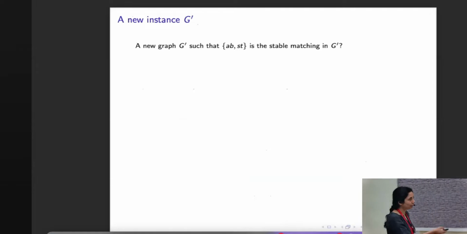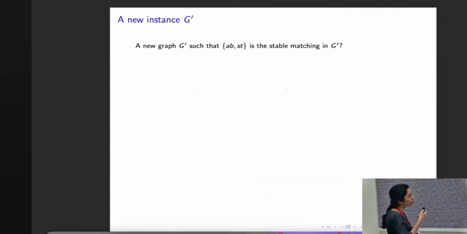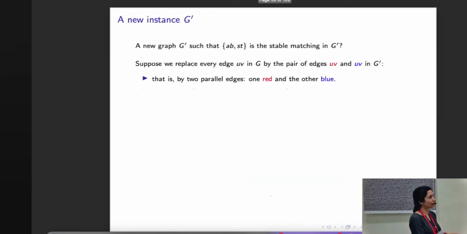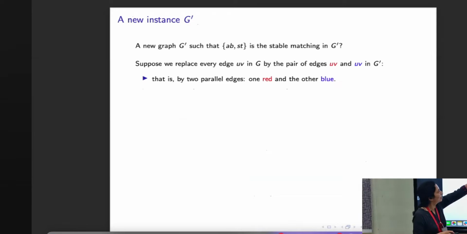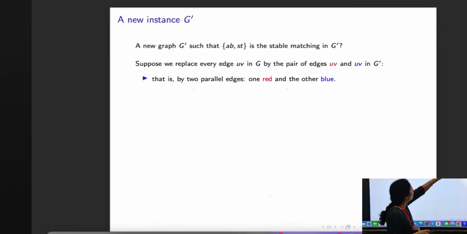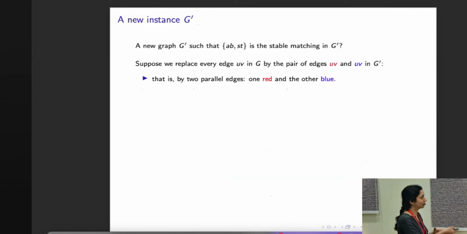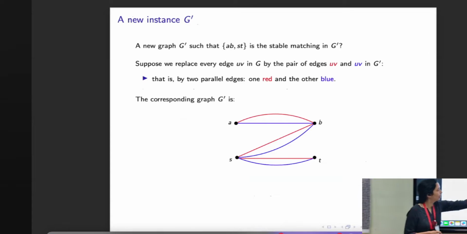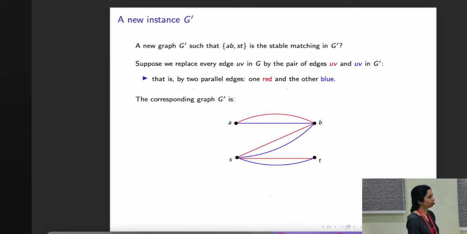That is, can we tweak this instance into some other instance, G prime let's call it, so that the perfect matching is the stable matching in this new instance G prime. So let's consider this idea. Suppose we replace every edge in the given graph by a pair of edges, one red, one blue. So we replace every edge by two parallel edges as shown in this figure. Is this okay? This was originally this Z graph. I replaced every edge by two edges, one red, one blue.